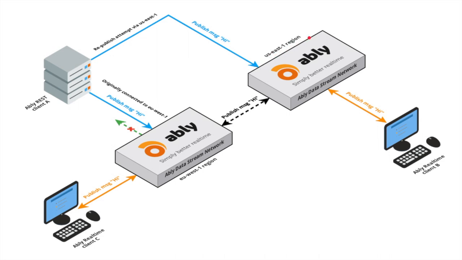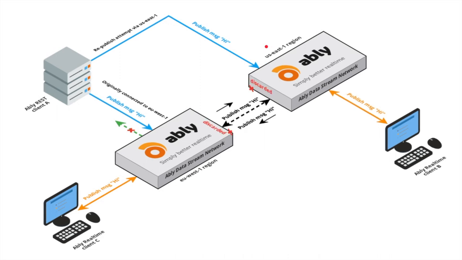Assuming that the recipients of the message are connected to both the regions, that is, client B is connected to US East 1, whereas client C, which is another real-time recipient, is connected to EU West 1. If the original publish was successful, it means that the EU West region would have noted the ID of the message in its index to avoid duplicates. Whereas, due to the republish via US East 1, now even that node has the ID in its index. So when both of these nodes publish the message to each other for recipients connected to the other one, the messages are simply discarded as they would be marked as duplicates on both of the regions.